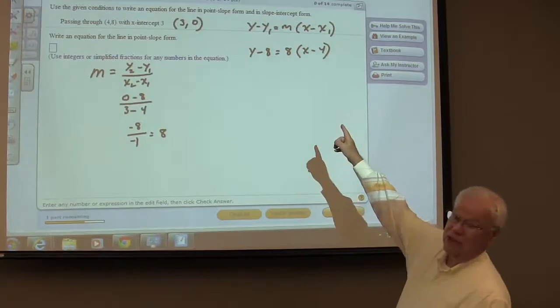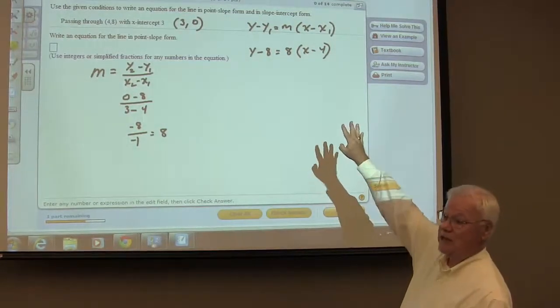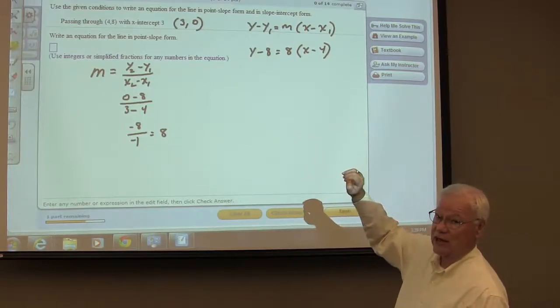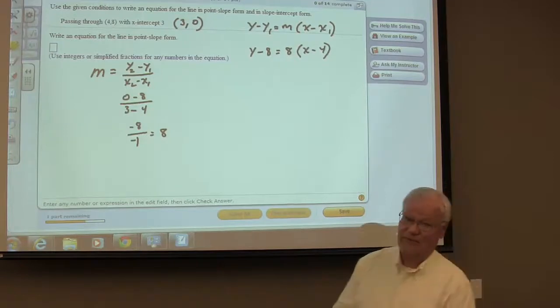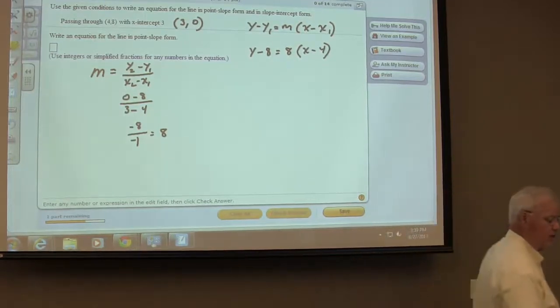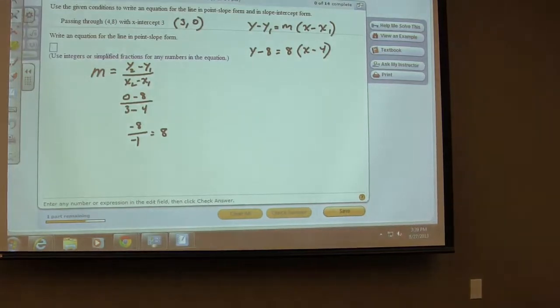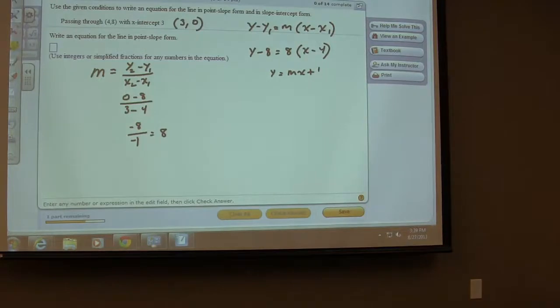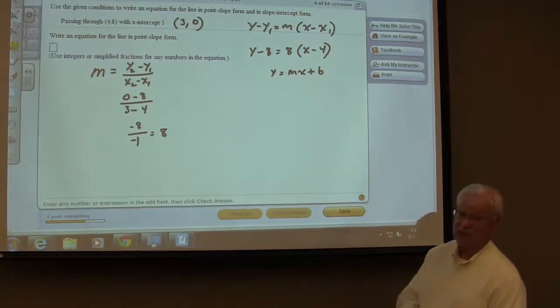Notice I did not distribute the 8. Be very careful. You've been taught to distribute, but in this form, we leave it like that. Now we want to move on to the slope-intercept form. Well, the slope-intercept form is probably more familiar to you. It's sometimes called y = mx + b, where m is the slope again. We know that's 8. And b is the y-intercept.